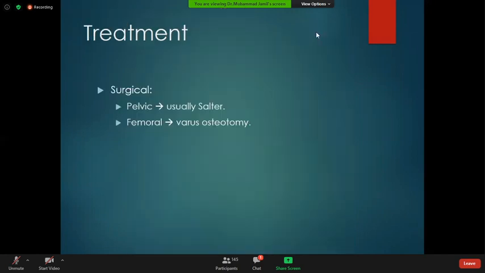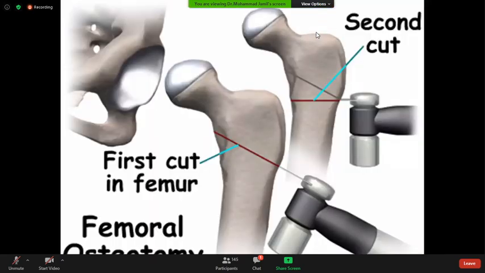Treatment, if the head is not contained and still laterally displaced, what do we do? We sometimes do the Pemberton osteotomy, or the Salter. Why do we do the Salter? To deepen the acetabulum. Or we do the femoral osteotomy, the varus osteotomy, to maintain the head in the acetabulum. This is the varus osteotomy.